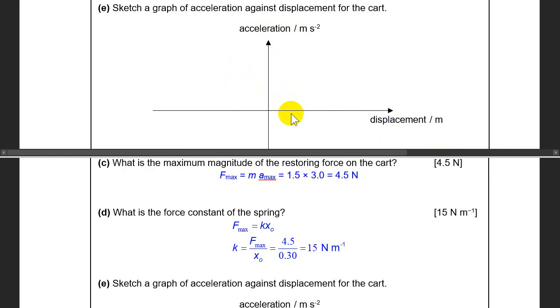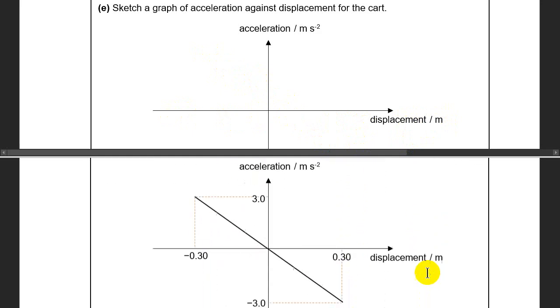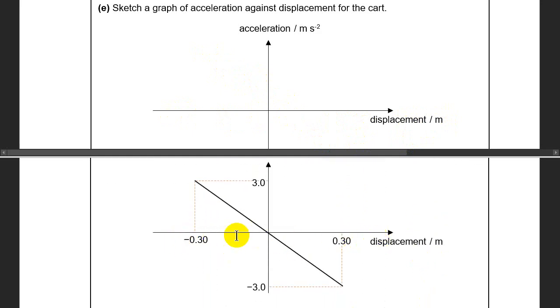So it's a straight line graph passing through the origin with negative gradient. Okay, so this is the answer. And we have to mark out the values. The amplitude, the maximum displacement, is 0.3 and minus 0.3. And then we also mark out the maximum acceleration, which we have calculated earlier on, 3.0 and minus 3.0. a equals minus something times x is a straight line graph, negative gradient, passing through the origin. Okay, so that's example 10.